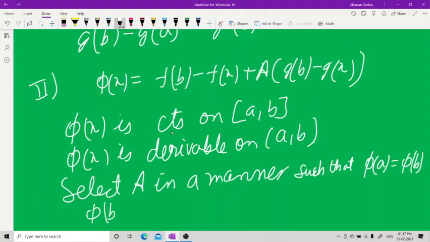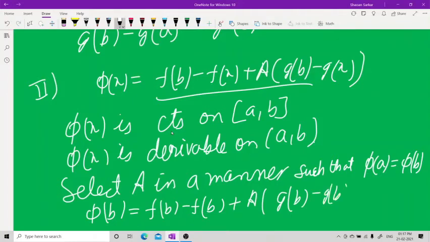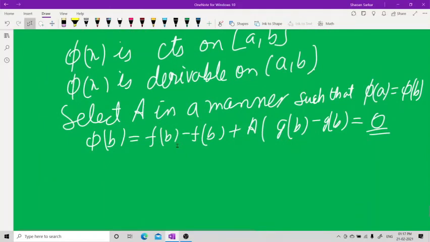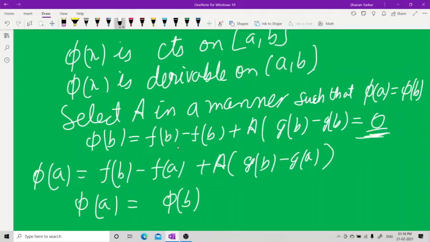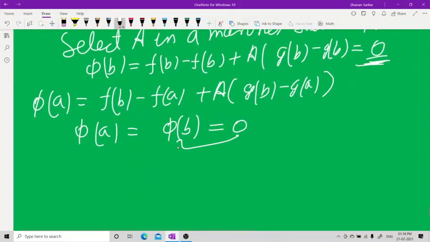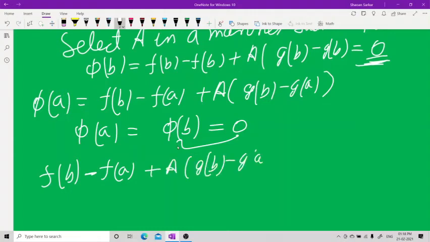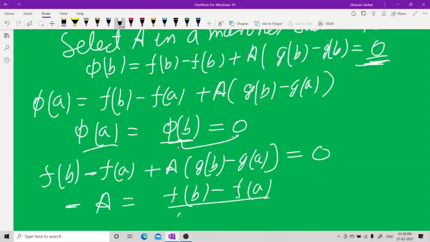So phi of B is what? This is f of B minus f of B plus A gB minus gB. This is nothing but 0. And what is phi of A? Phi of A is nothing but f of B minus f of A plus A g of B minus g of A. Now phi of A is equal to phi of B, which is 0. So this whole thing is equal to 0. So you can take minus A that side. Minus A is FB minus FA upon GB minus GA.